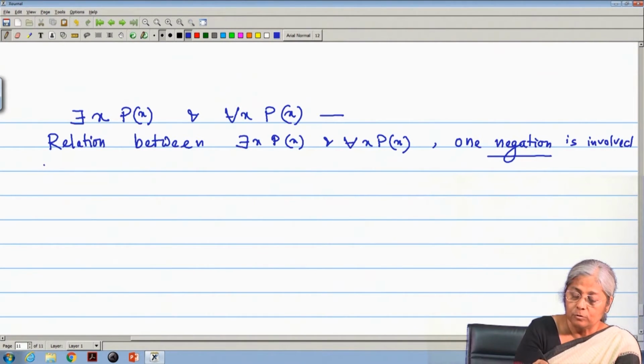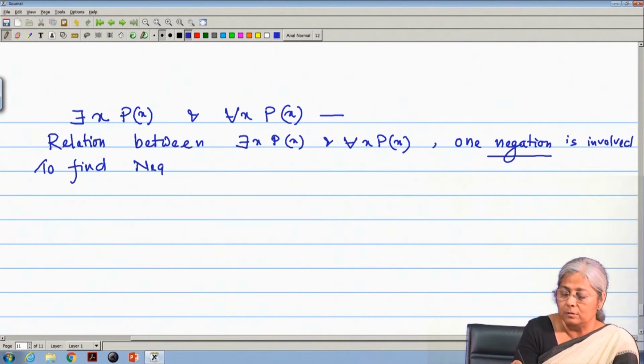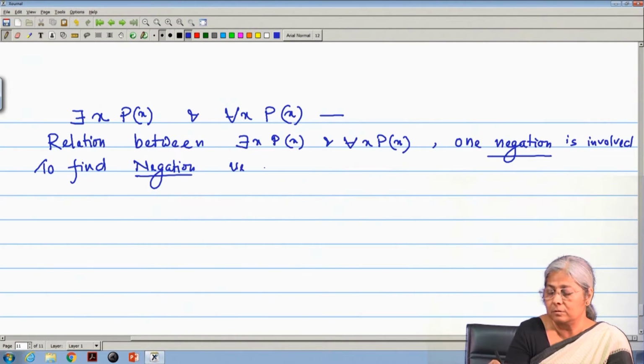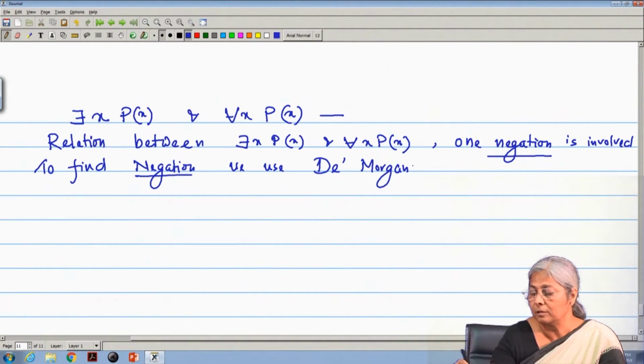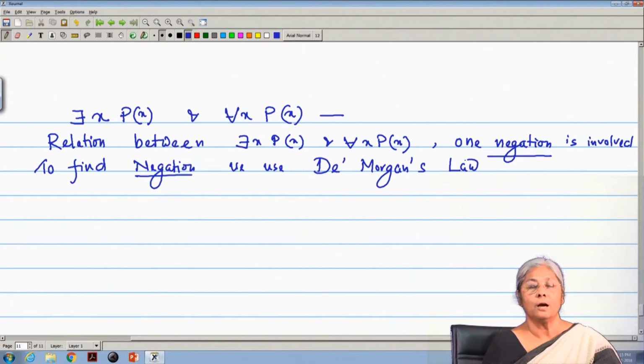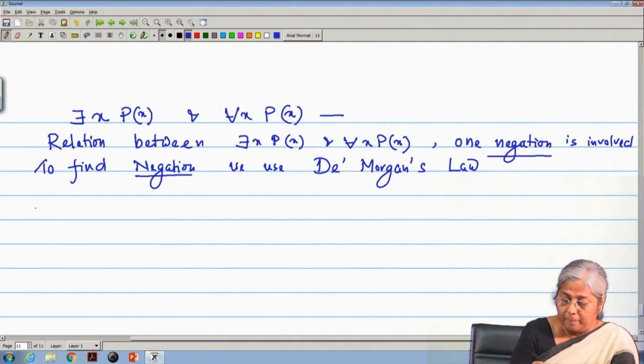Already we have read, to find negation we use De Morgan's law, that we have used in our propositional logic. Now, here we see how we can use De Morgan's law for predicate logic. So, De Morgan's law for predicate logic.